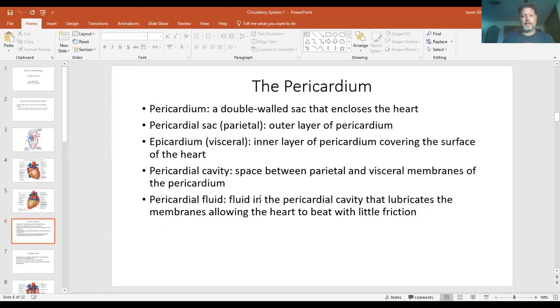And that's what they're talking about right here. See, the pericardial fluid. There's a lubricant in there. It allows it to beat with little friction. Because if it beats too much, or if there is friction, then it causes pain. Just to let you know that. So those are the areas. All of the pericardium. You have the pericardial sac, the epicardium, the pericardial cavity, and then the pericardial fluid.